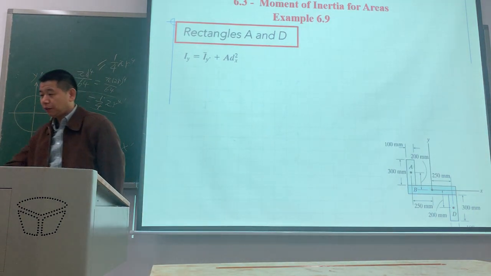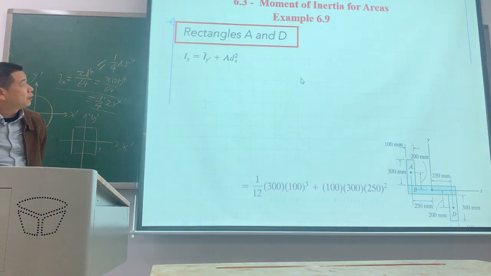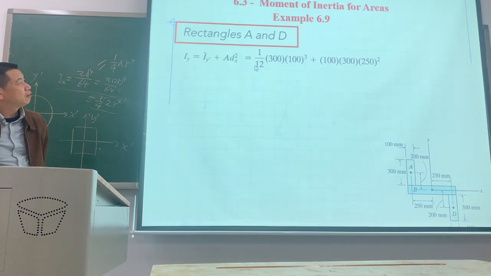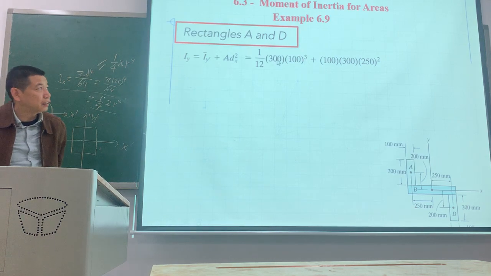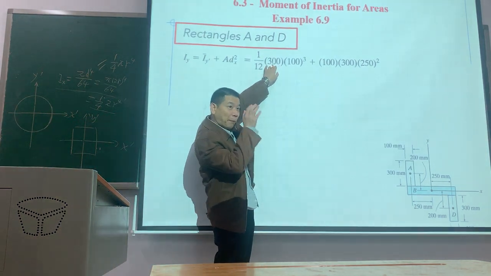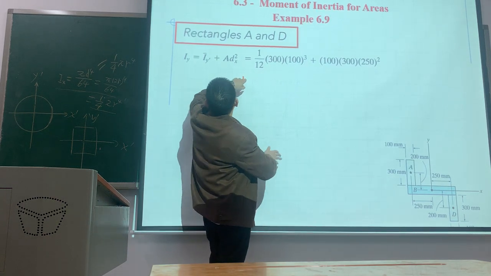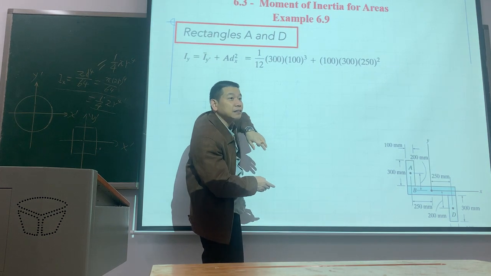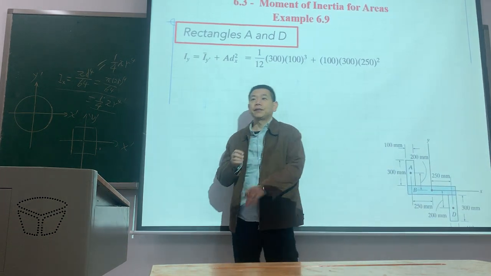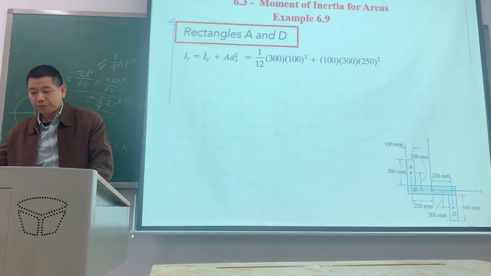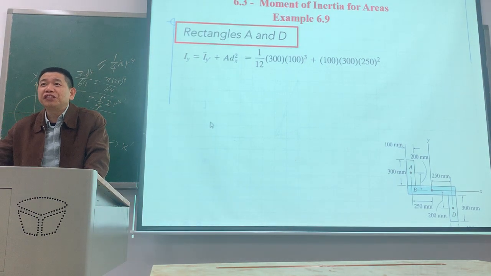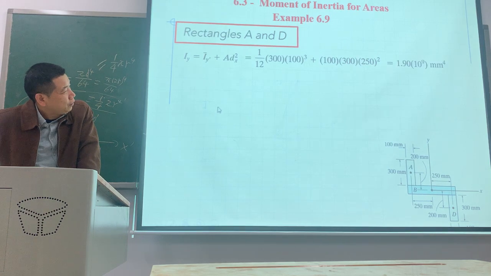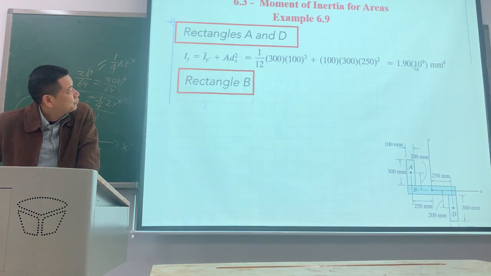Okay, let me introduce it. Half of 1/12 is a set which is parallel to the Y prime axis. Understand? For area B, everything is the same, so we will get the same result.